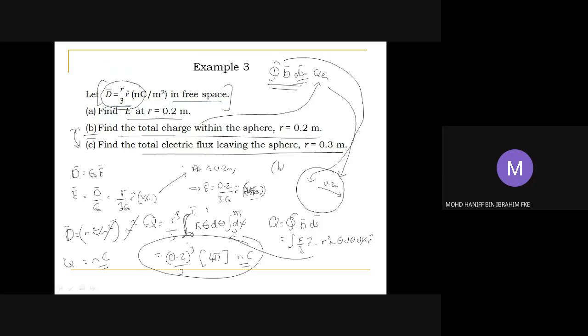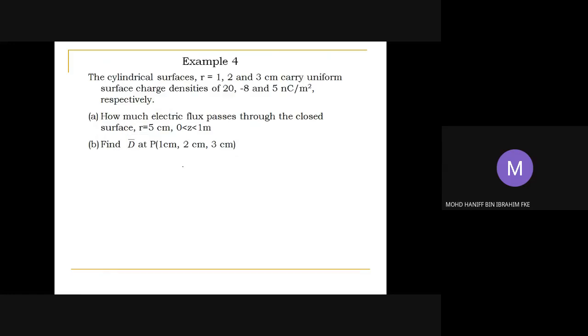No? Okay, then if there are no questions, I think we can proceed to example number 4. All right. In example number 4, we are dealing with a cylindrical surface, in which we are given 3 different radii or 3 different surfaces. Each has a radius of 1 cm, 2 cm and 3 cm respectively.